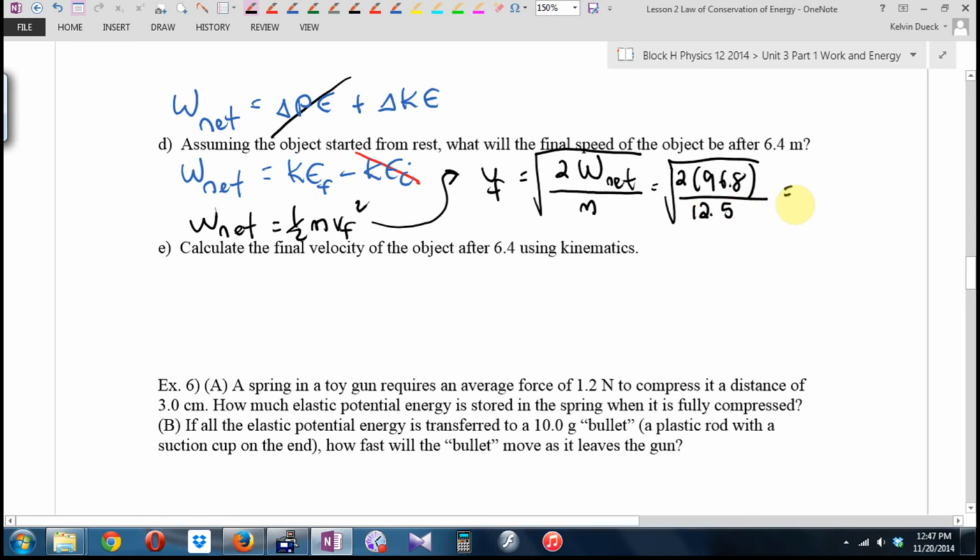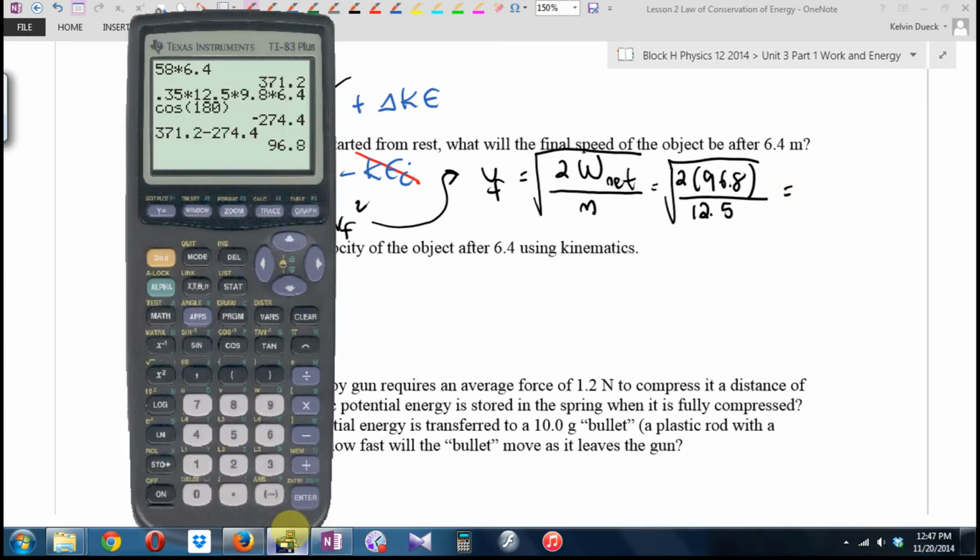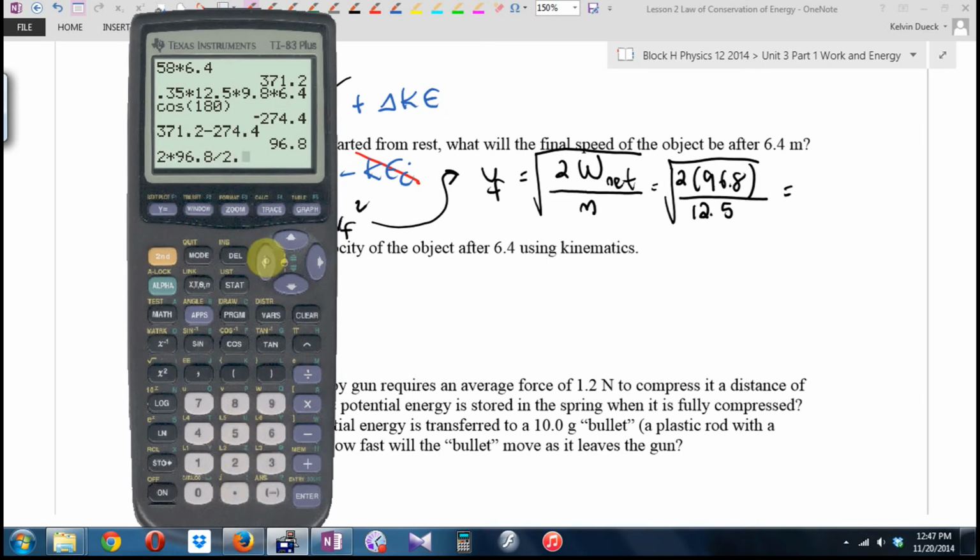And hey, now we're being a bit more accurate. We have taken friction into account to calculate a final speed. We probably could have done this using forces in the past unit. Yep. Square root. Do you get 3.94?